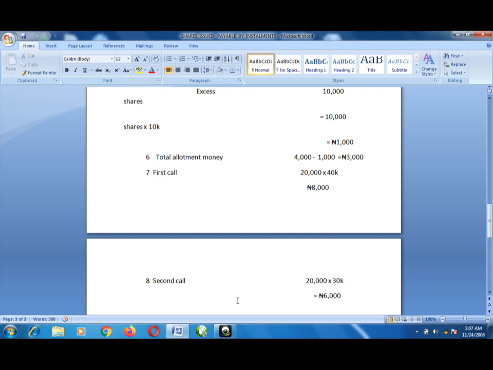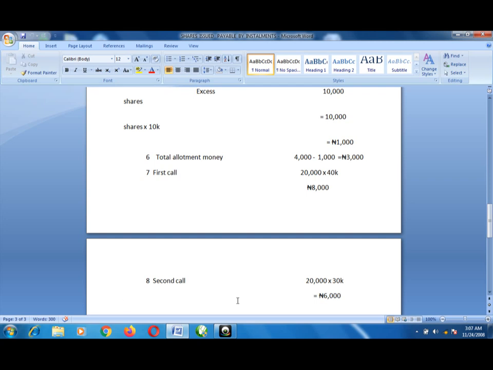And if you are given the second call price, you prepare the first call account and the second call account. On this one, for all these calculations, you just open the T account, that is the bank account. All the money received must be debited to the bank account, and that's why you have application. When you have the application money, you debit the bank account. The allotment money, you debit the bank account.